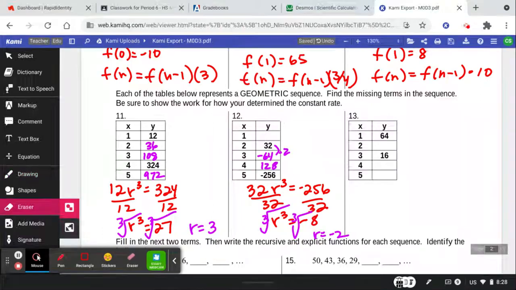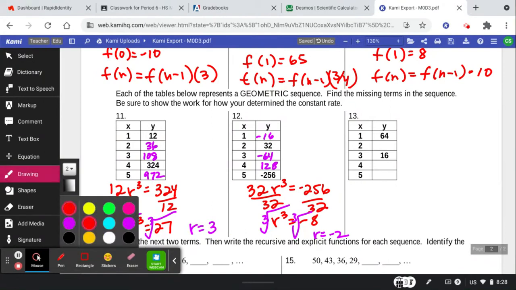Now what about going the other direction? Let's do 32 divided by negative 2. Do you see how that would give us a negative 16? How'd you do? Now this next one is decreasing.